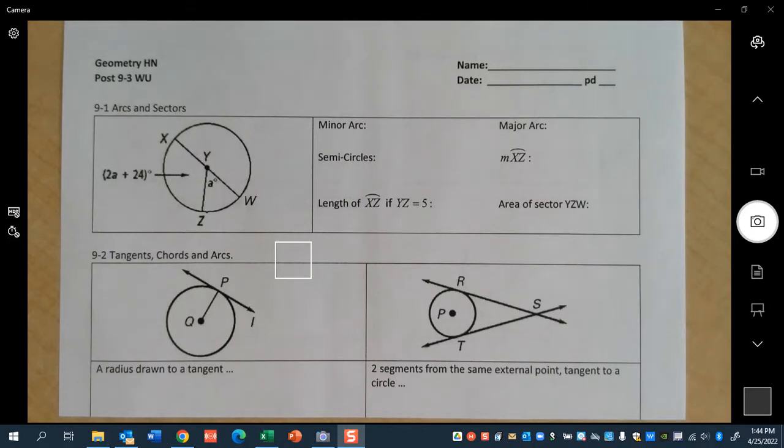But I want you and your groups to talk about major, minor arcs, semicircles, the difference between the measure and the length of arc, XZ, and the area of that sector. And then move on and talk about tangents and chords. Say hello to your group mates and let's get going.